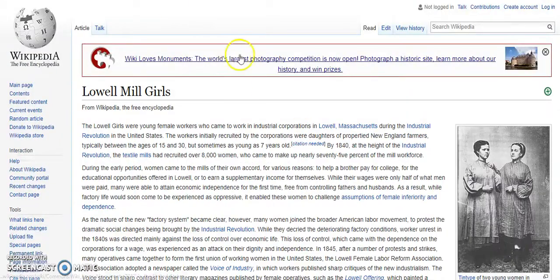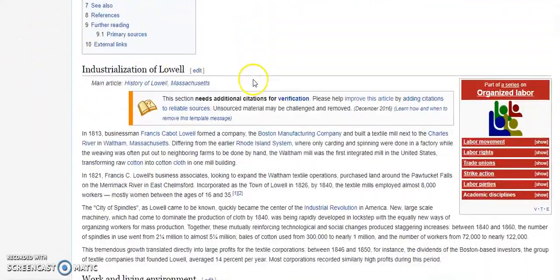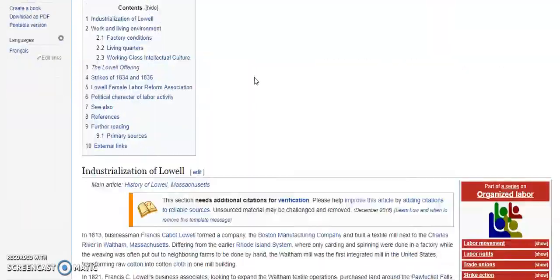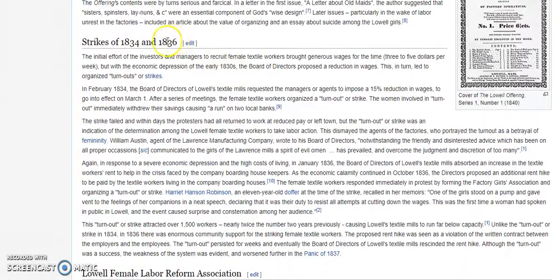Topic number 2, the Lowell Mill Girls. This is when women are first really working in the mainstream workplace. They are becoming textile mill girls, working in textile mill factories, making cloth and things like that. And so I think a cool topic would be specifically their strikes of 1834 and 1836, when they're going to go on strike.